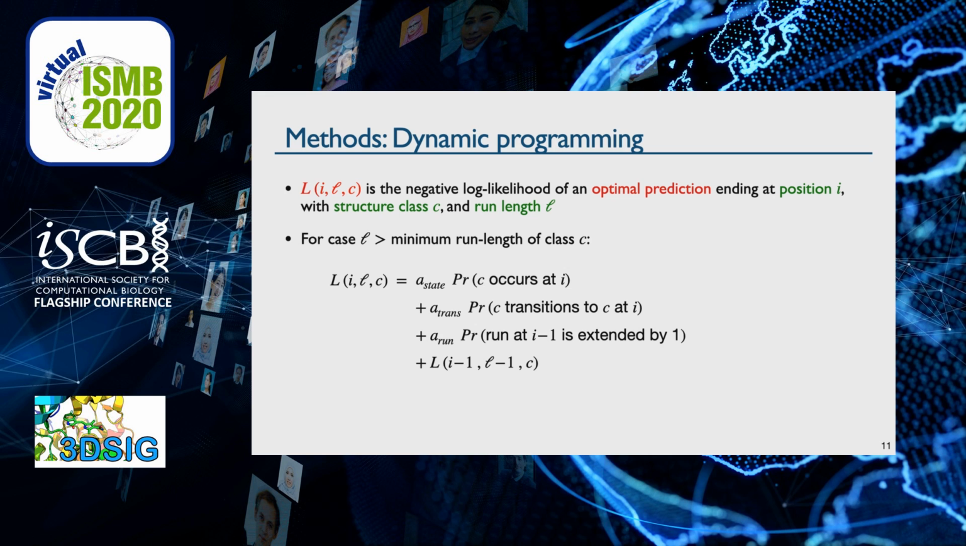This shows just one of 3 cases of the full recurrence equation for the dynamic programming algorithm. The complete dynamic programming algorithm is fast. Given a sequence of length n, it runs in linear time.